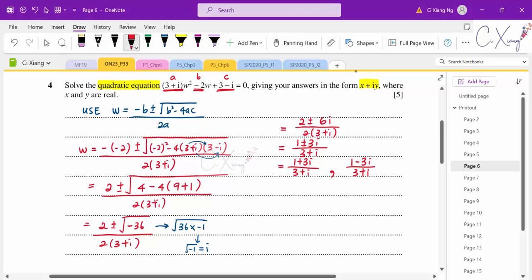And of course, we can't leave our answer in this pattern because they are requesting x plus yi. So to make it become x plus yi, I have to rationalize my fraction. How to rationalize the fraction here? You have to multiply the conjugate of the complex number on top and also the bottom, where you have to multiply it with 3 minus i. Same thing happens for the second answer, 1 minus 3i divided by 3 plus i: you multiply it with 3 minus i, top and bottom, so that you can rationalize your answer.